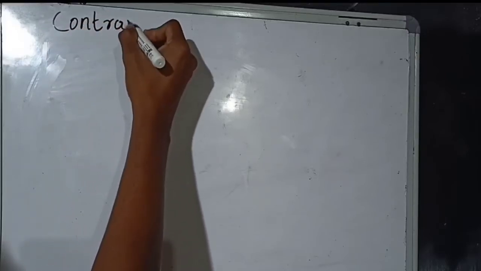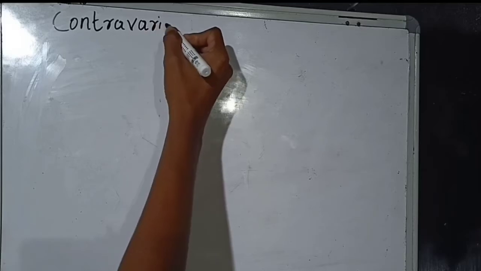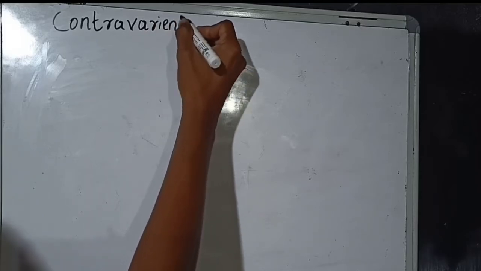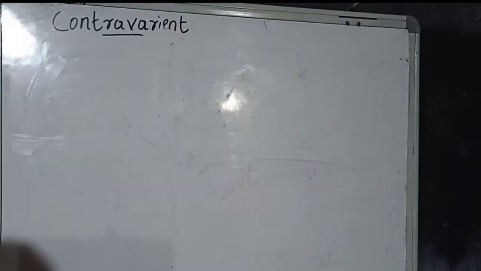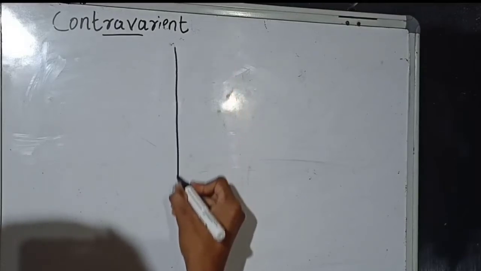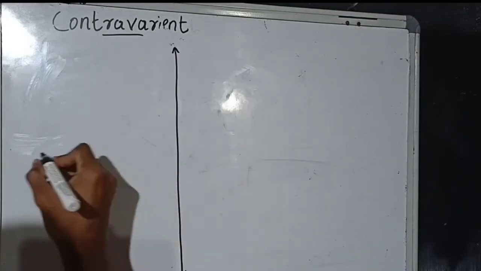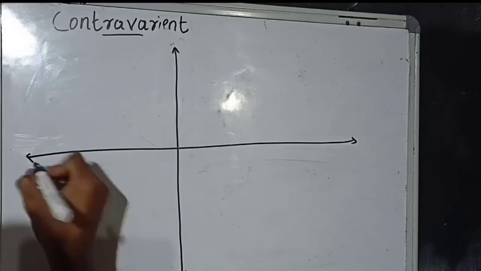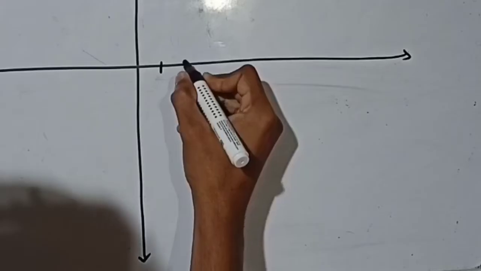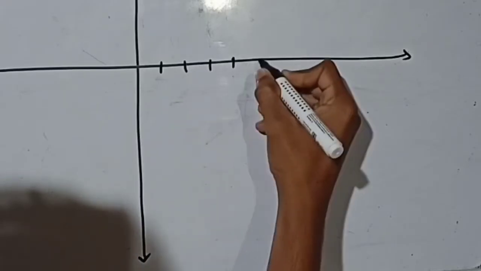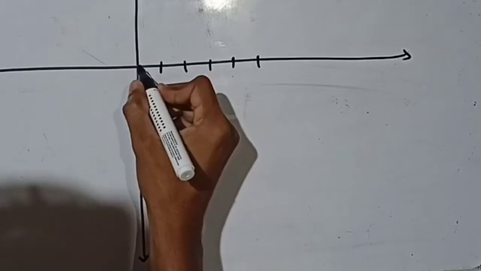Let me introduce you the idea of contravariance and covariance. First I introduce you the idea of contravariance. For doing that, let me draw a two-dimensional Cartesian coordinate system with x and y axis. This is 1 unit, this is 2 unit, this is 3 unit, 4 unit, 5 unit in x axis.